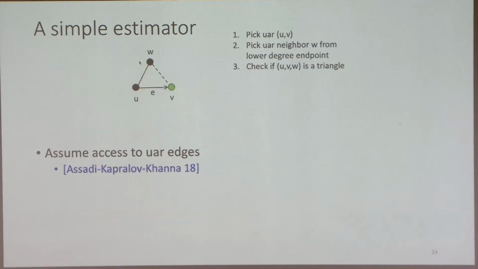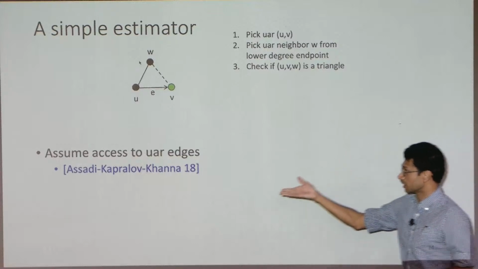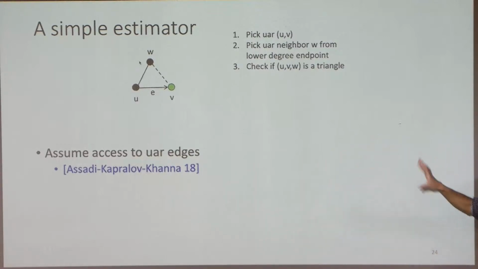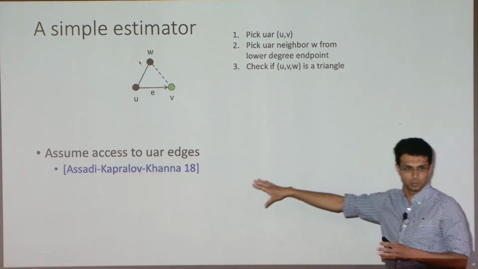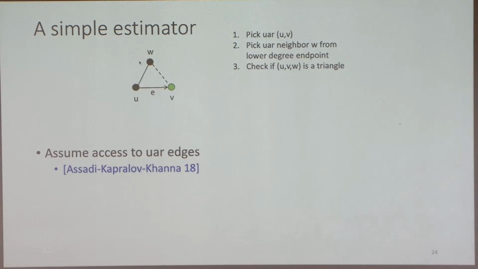So I'm actually going to assume access to uniform at random edges. This is a result by Asadi, Kapralov, and Khanna, that in this model they get a result here. The techniques that we had seem to be somewhat similar to what they did for this specific case, for triangles. So I'm assuming access to uniform at random edges, and then I'll show you how to get rid of it.